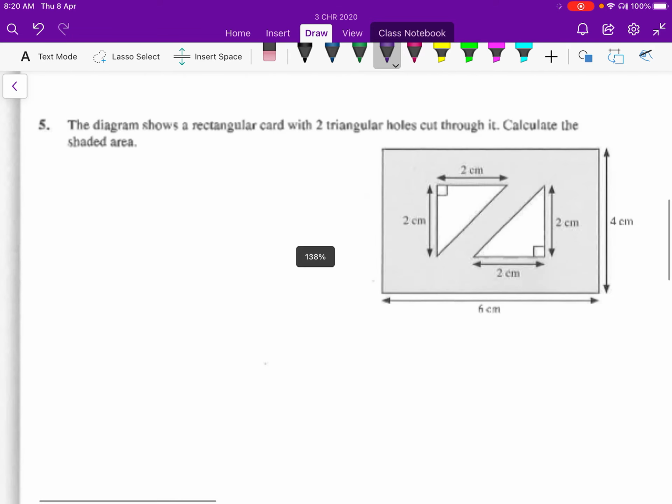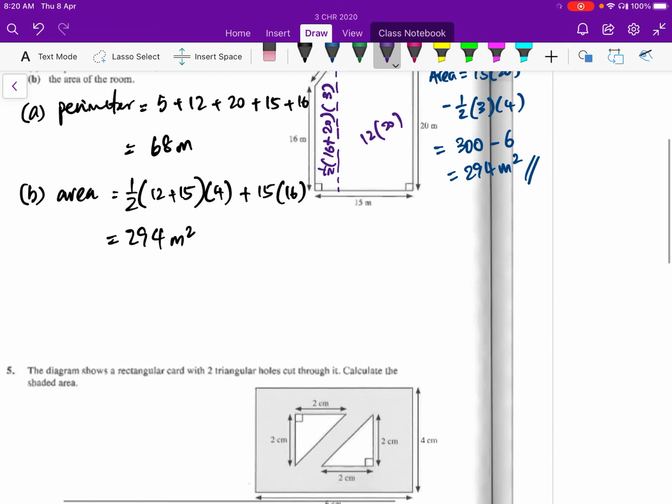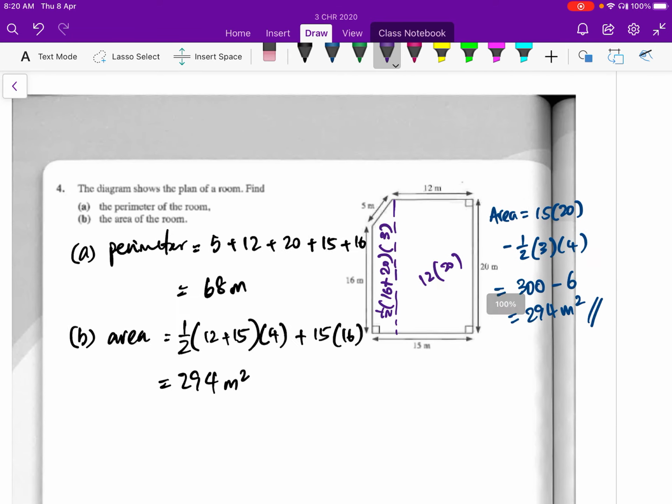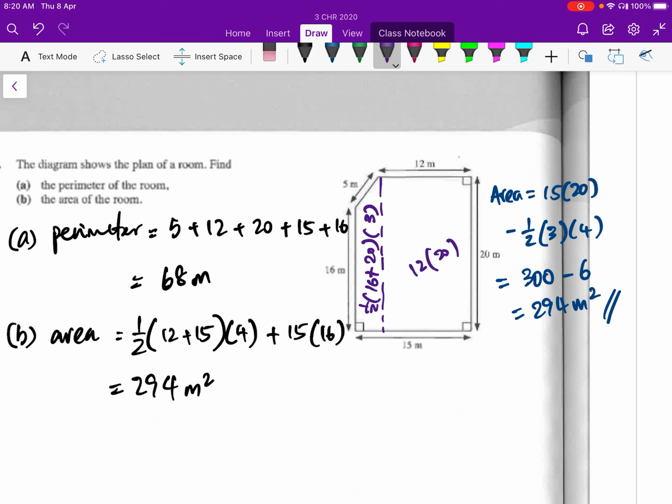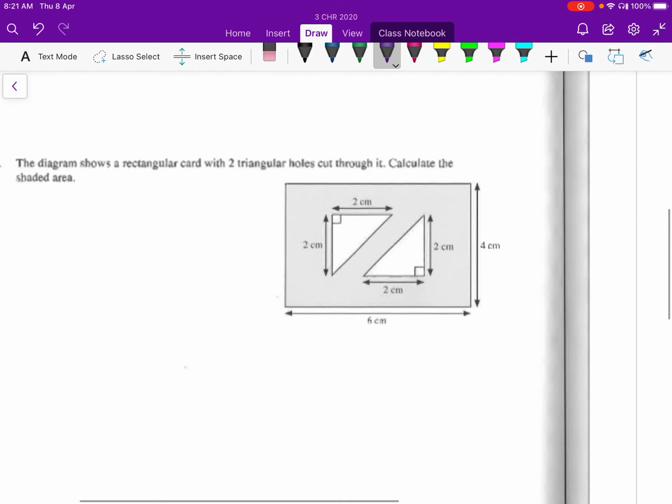Okay, next one at the bottom. Oh, by the way, I was telling some of your classmates that this type of question, 3 or 4 marks, or maybe more. You know, perimeter, 1 mark, 2 marks. Then the area, because there are more steps, maybe 2 marks, 3 marks. So easily, 5 marks over here. 5 marks out of 50 marks for one paper. That's a lot. So make sure you can do them.